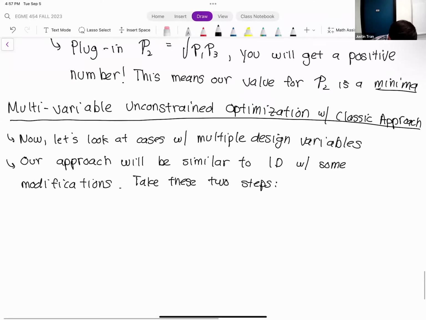Okay, so step 1. Remember, for our single variable case, our first step was to take the first derivative of our objective function and set it equal to 0. We're going to do the same thing here, except we're going to have multiple first derivatives because we have multiple design variables.